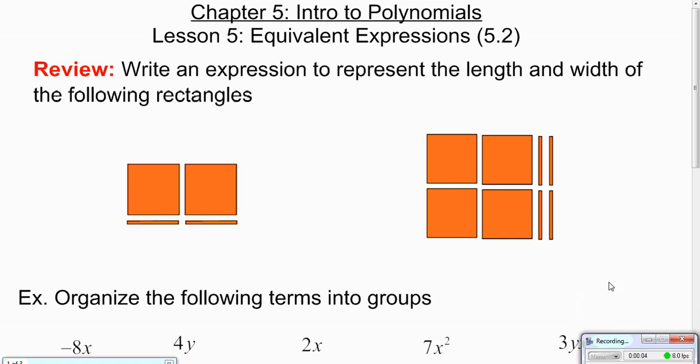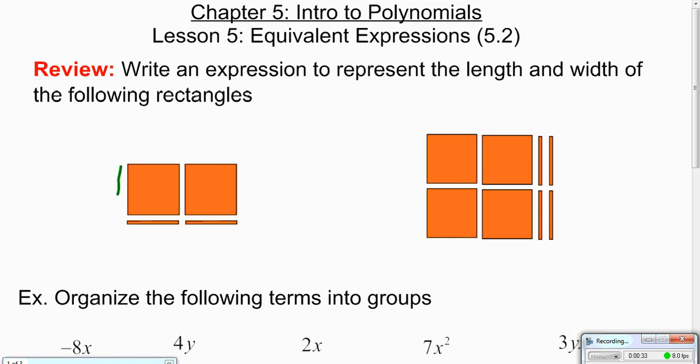All right, this is our 5th lesson for Introduction to Polynomials for Chapter 5. Hopefully you have finished 1 through 4 and you've done your keywords quiz, so everything that we're talking about here should not be new to you. Okay, so just to start, I want you to write an expression to represent the length and width of the following rectangles. So we're only looking at the side lengths. Don't care what type of tiles are in the middle. We're just looking at the side lengths for now.